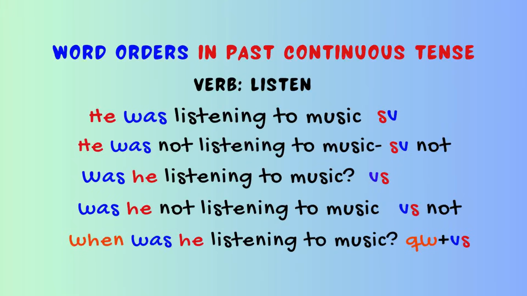Let's move on to word orders in past continuous tense. Verb listen. He was listening to music. SV. He was not listening to music. SV not. Was he listening to music? VS. Was he not listening to music? VS not. When was he listening to music? Question word plus VS.